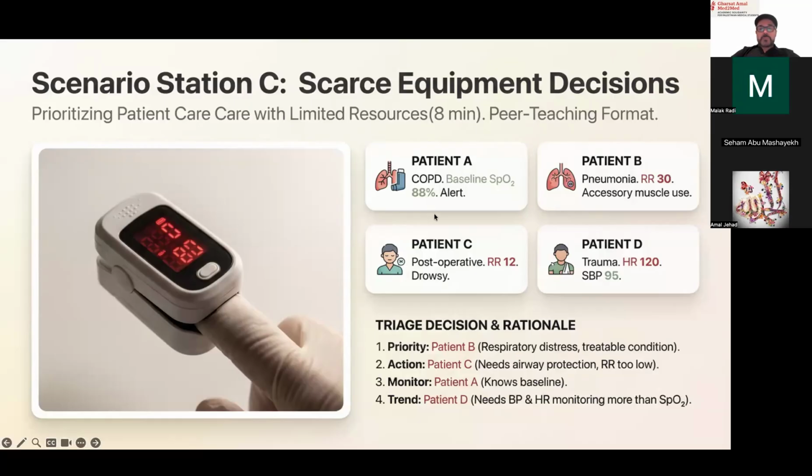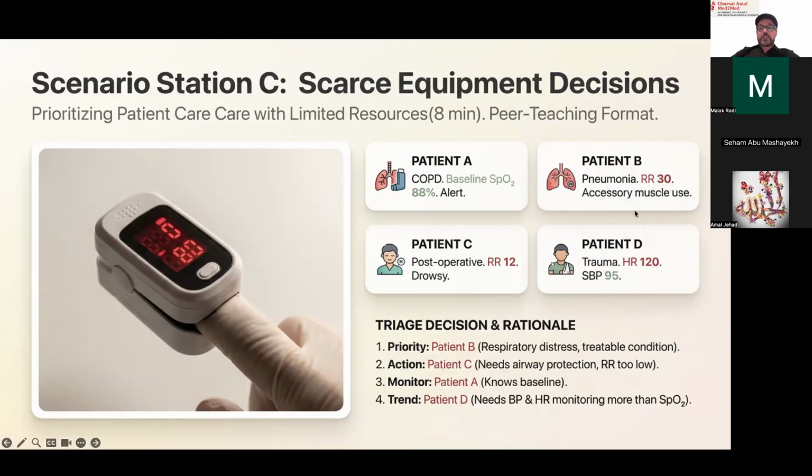Patient A has a low oxygen, 88%. Patient B has a high respiratory rate and is using accessory muscles. Accessory muscles are the sternocleidomastoids. They have rib retractions. You can see them breathing with difficulty, and their body is just getting so tense with every breath. Patient C has a respiratory rate of 12, very low, and is drowsy, meaning he's not able to wake up. Patient D has an elevated heart rate of 120, but the systolic blood pressure is 95. Which one is more appropriate to start with?